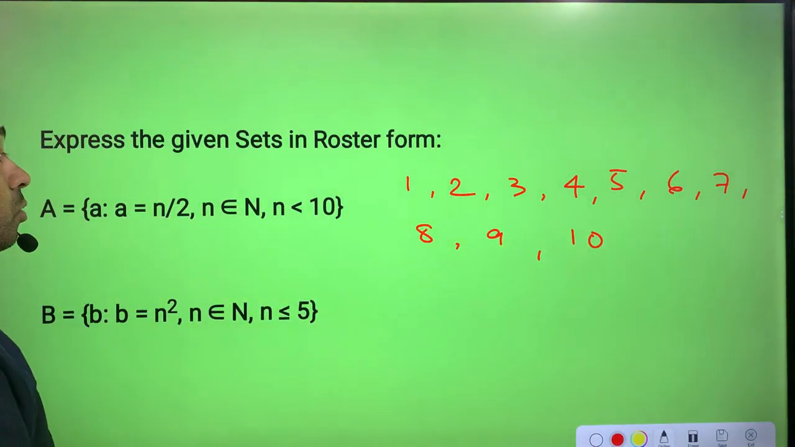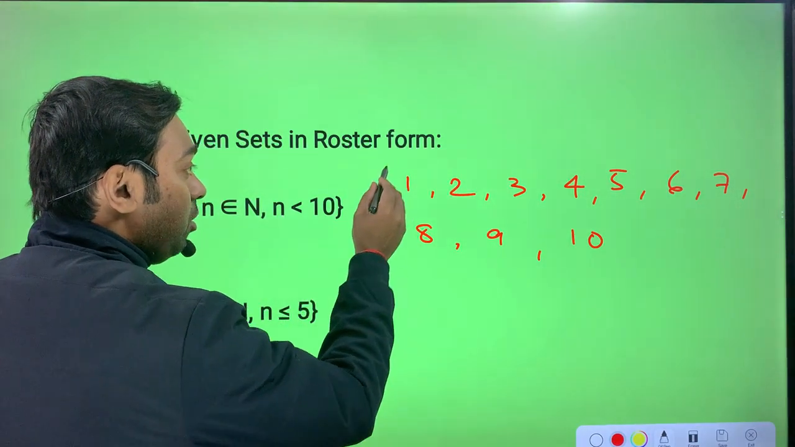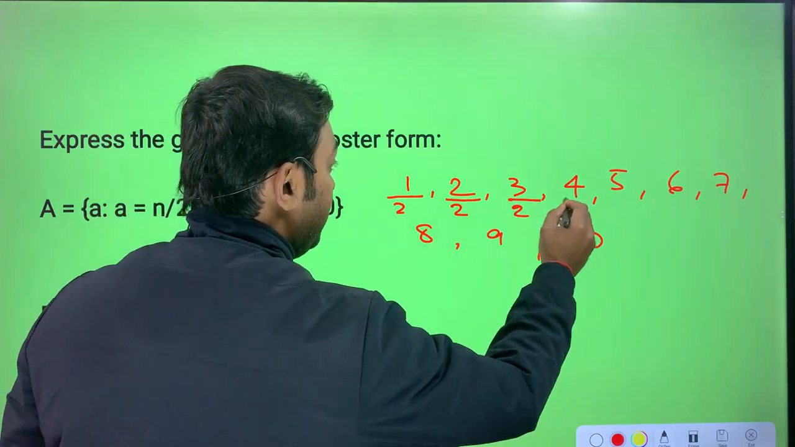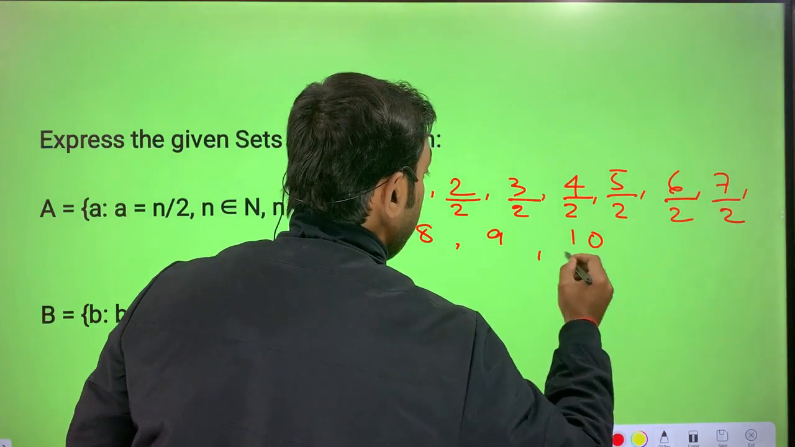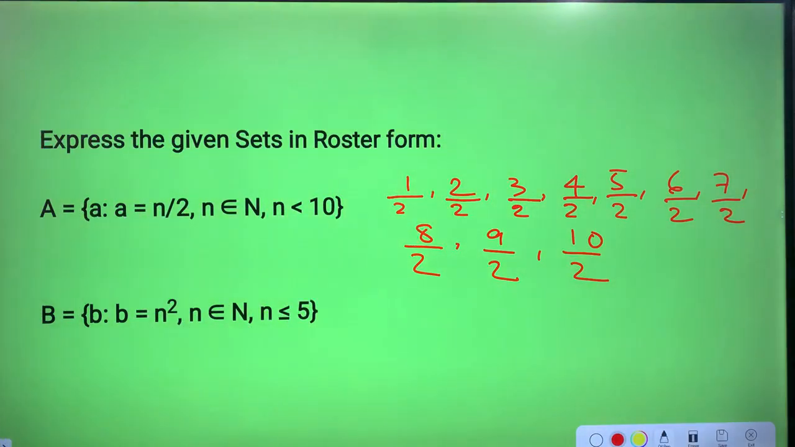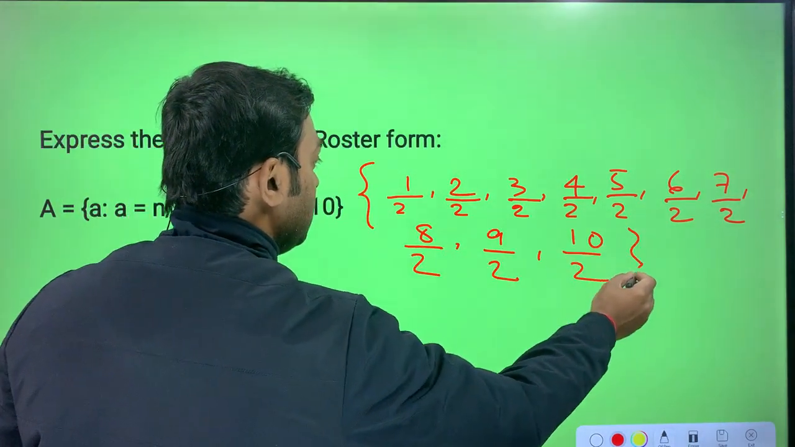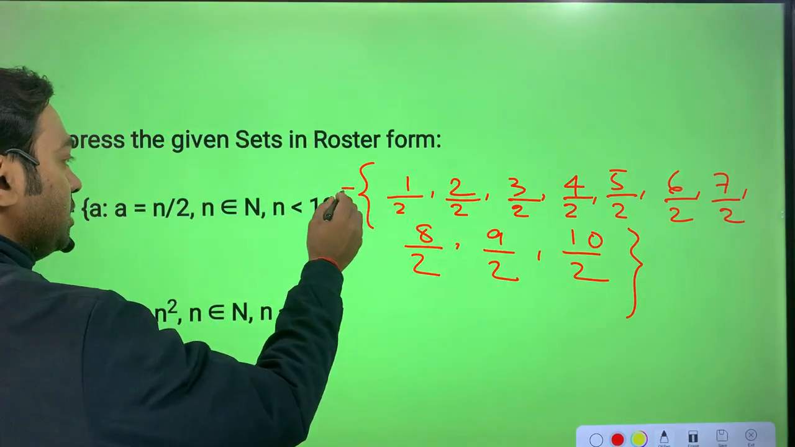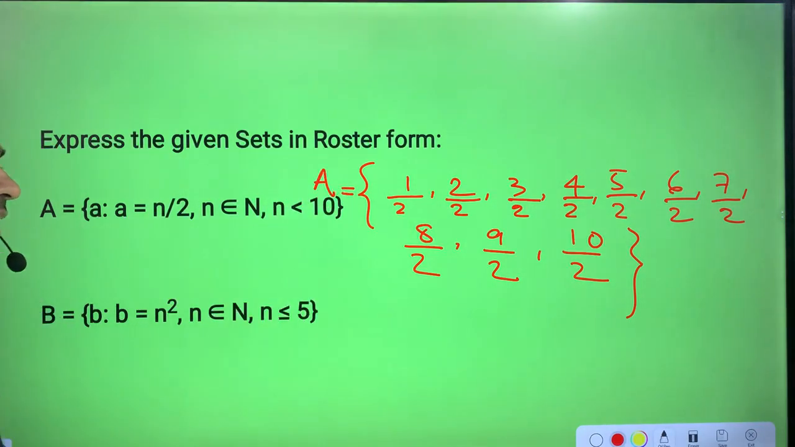all will have to be divided by 2. All will have to be divided by 2. Can you get my point? Yes. Why? Because this is the value. You can also simplify, and now you can take braces to close. This is the opening and this is the closing, and this is the roster form for set A.